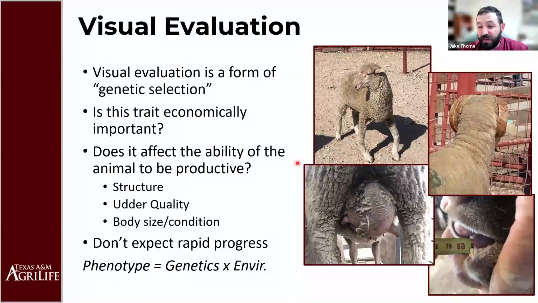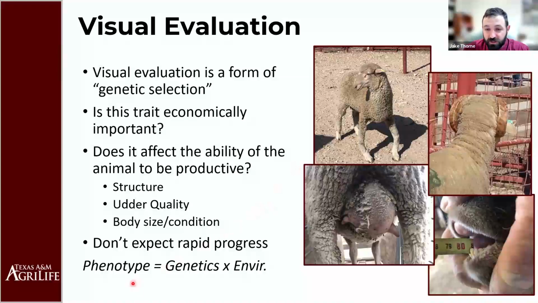Is it going to affect my bottom line or the product that I end up selling in the end? And also, does it affect the ability of that animal to produce? So udder conformation, teat size, placement, those types of things are really important to look at. And we want to make sure that we're still, in some regards, selecting for animals that are preferable for those types of traits. Now, remember, we are making this decision based off of a phenotype.